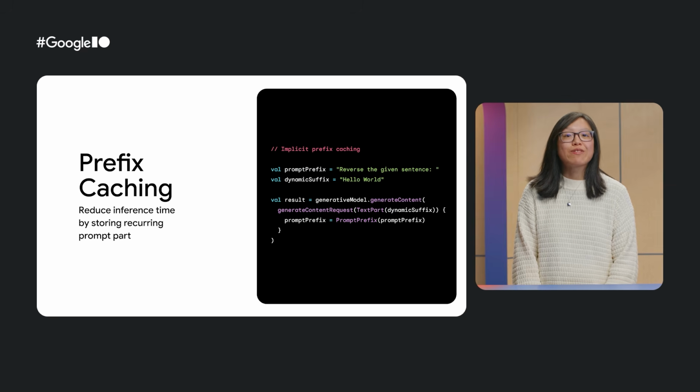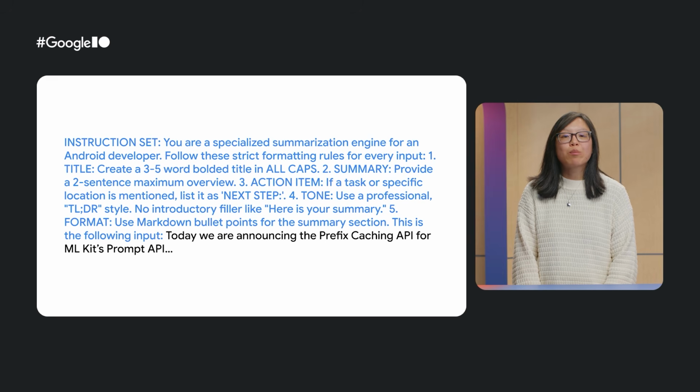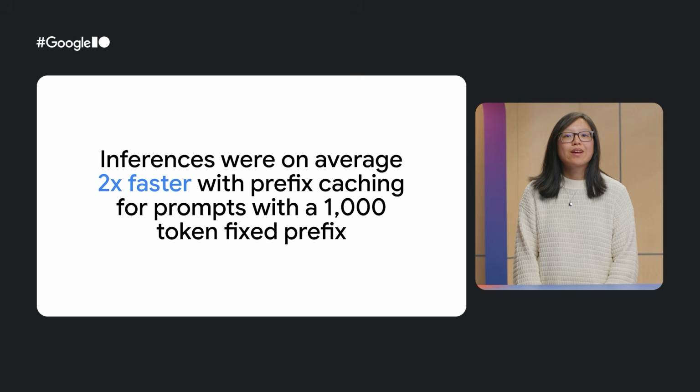The first is prefix caching. Prefix caching reduces inference time by storing and reusing the intermediate LLM state of processing a shared and recurring part of the prompt. For example, if a prompt contains a long prefix portion that's the same for every request, the prefix caching API can pre-process this to save overall inference time. To get a better idea of the efficiency prefix caching can provide, for most devices, inferences were on average 2 times faster for prompts with a 1,000 token fixed prefix and a 100 token dynamic suffix with prefix caching enabled. And on Pixel 9s, it was 4 times faster.